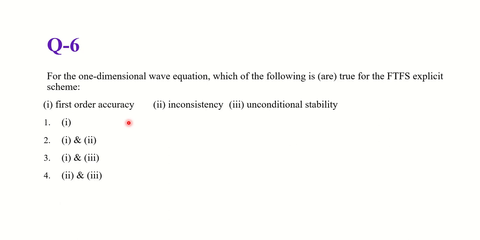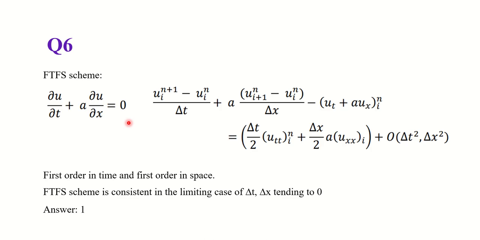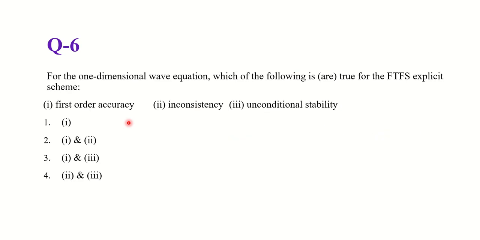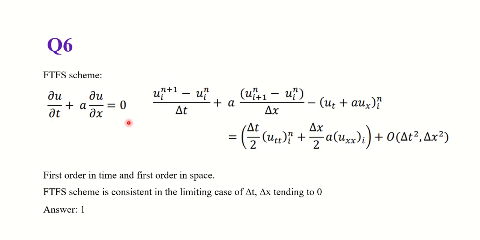For the one-dimensional wave equation, which of the following are true for the FTFS explicit scheme? So it is first order accuracy, inconsistency and unconditional stability. Basically, FTFS, that is forward time forward space scheme, is given by, for what? Basically we are dealing with a wave equation where it is ∂u/∂t plus a into ∂u/∂x is equal to 0.